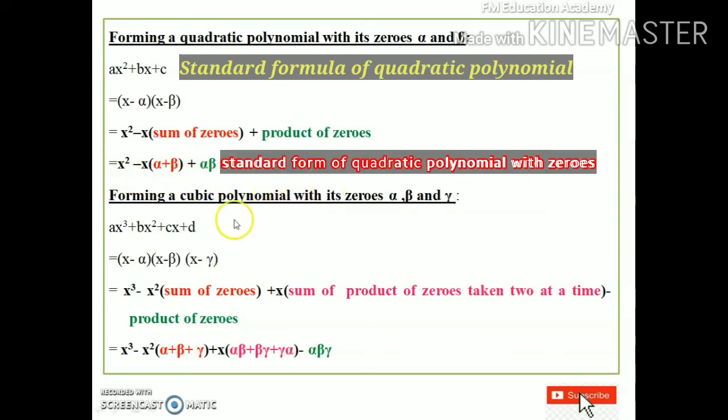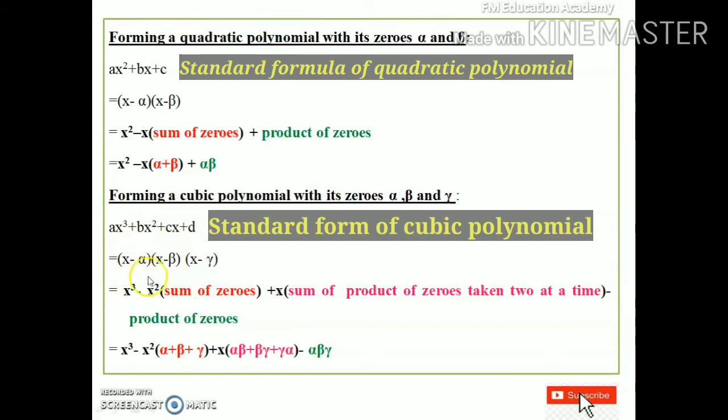Now in case of a cubic polynomial, I know this is my standard form. And if I want to write it in terms of zeros, x minus alpha into x minus beta into x minus gamma. Similarly, I know the highest power of a cubic polynomial will be x cubed. So if I want to write the cubic polynomial with the help of zeros, the zeros are alpha, beta and gamma. So x cubed minus x squared into sum of zeros plus x into sum of product of zeros taken two at a time minus product of zeros.